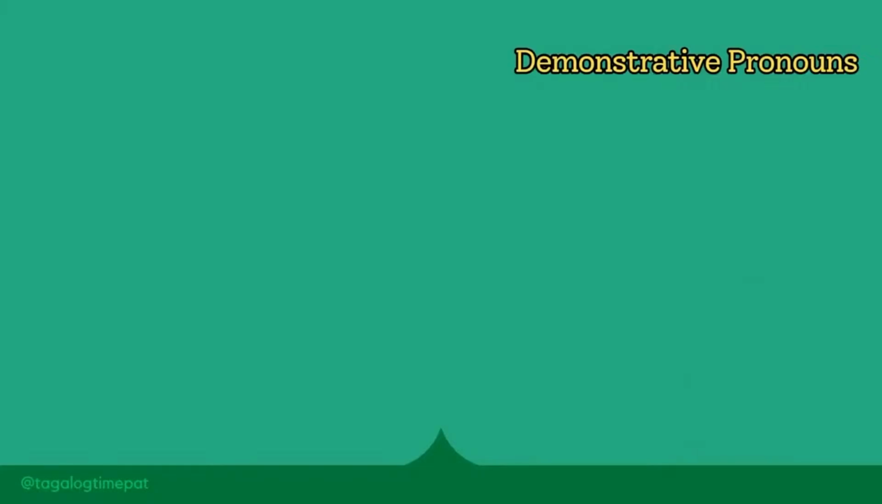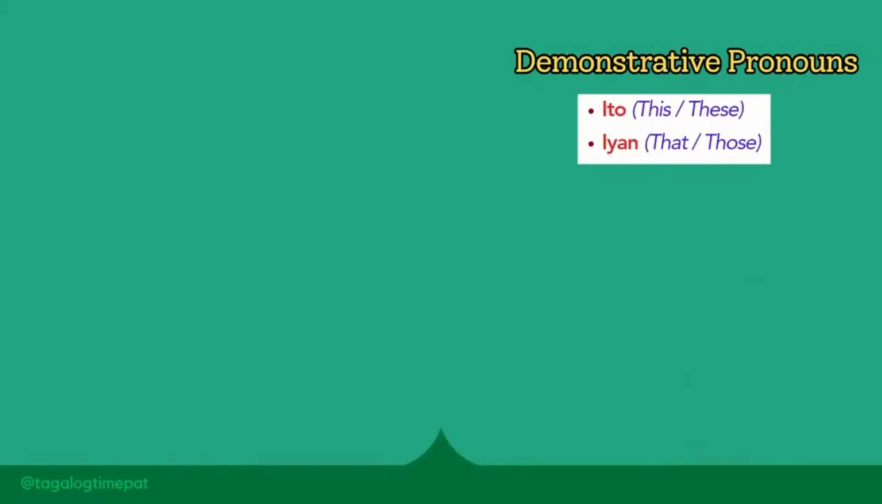All right, now let's practice with some demonstrative pronouns. Ito means this or these. Yan means that or those. If you wanted to say this is mine, it would be sa akin ito. Or you might hear sakin to. So a lot of people just put all the words together or shorten it. Sakin to, this is mine.